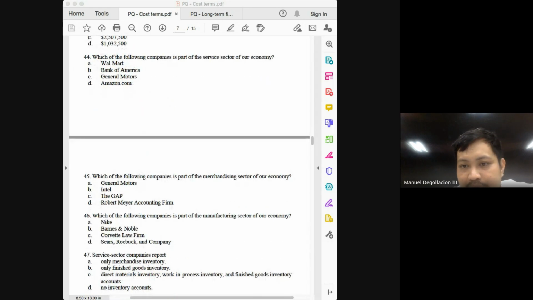Number 45, which of the following companies is part of the merchandising sector of our economy? Merchandise, meaning buy and sell in the same condition. General Motors is manufacturing. Intel, the same. Gap, an accounting firm is service. So the answer here is Gap, class. Retail companies are merchandising companies.